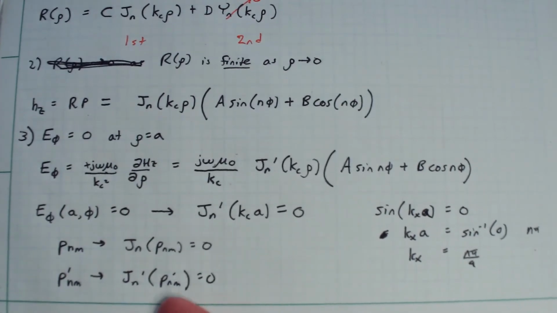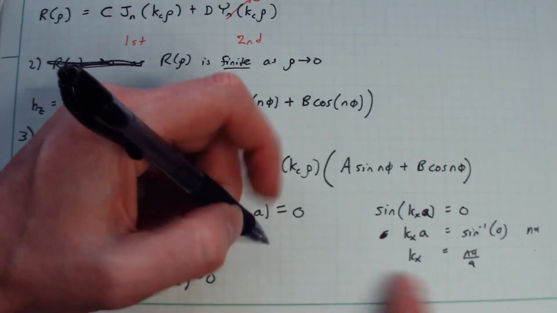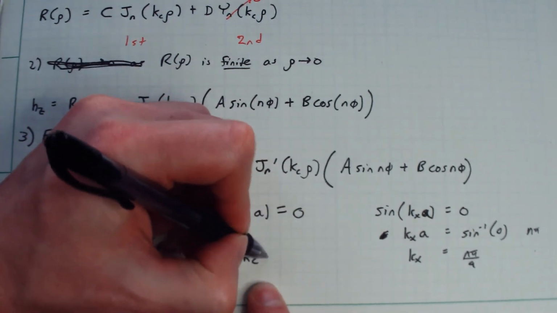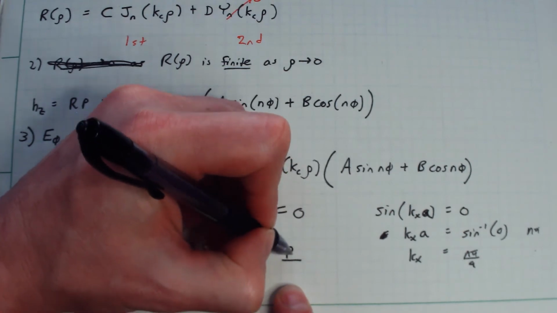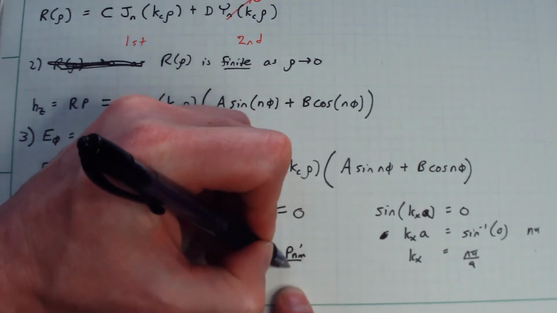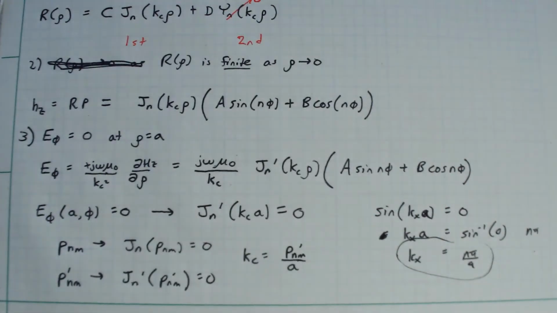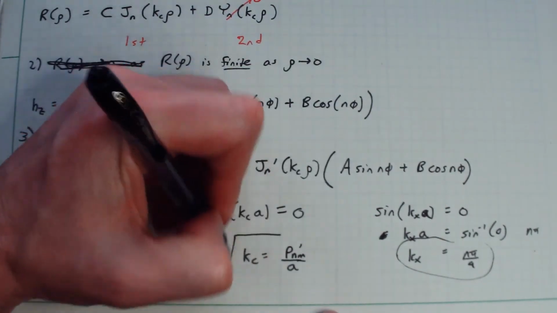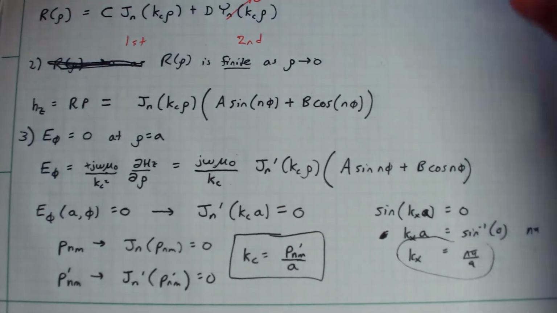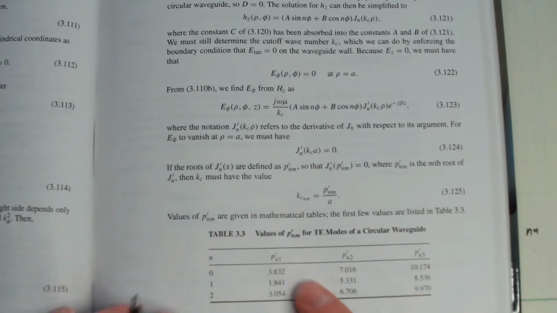Again, there's no simple closed form way to do it. You just have to graphically solve this thing. But when you figure that out, you finally get the solution that k sub c is equal to p sub nm prime over a. And it's very analogous to this sort of n pi over a thing over here. Okay, so that's what you're seeing here in this table.